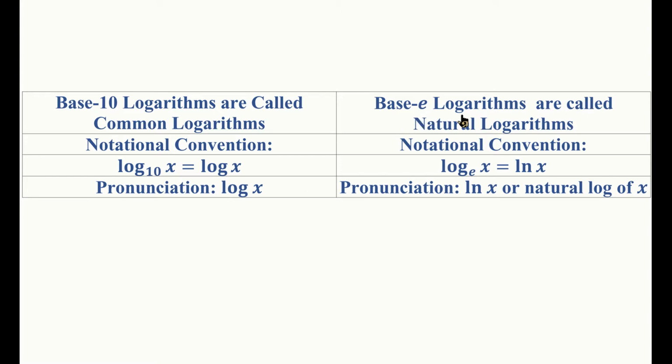Base e logarithms are called natural logarithms because they do occur in many natural processes and events. The convention for notation here is when we are dealing with the natural logarithm, we summarize all of that into just ln x. And it's pronounced exactly that way. You just say ln x. Some people like the longer version and they say natural log of x, the same thing. And a few people actually call it something else for some reason. I personally prefer ln x to all of them.